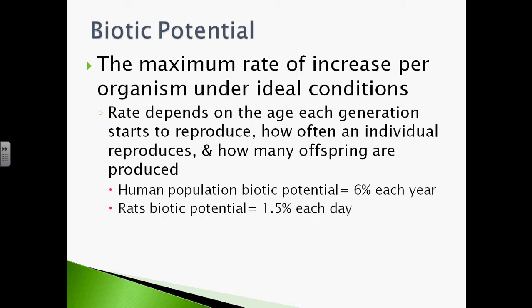Rats' biotic potential is 1.5% each day. Remember, we said rats are a generalist species, so they can live just about in any type of condition. They can rely on any source of food, and they rapidly multiply. Bunnies, or rabbits, are very similar to this. Bacteria biotic potential is much faster. If you give bacteria the ideal conditions they need, you give them food, you give them the right temperature, you give them space for growth, they can multiply about 250% an hour. So think about one bacteria and how quickly that would multiply.